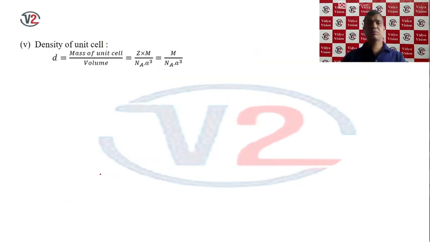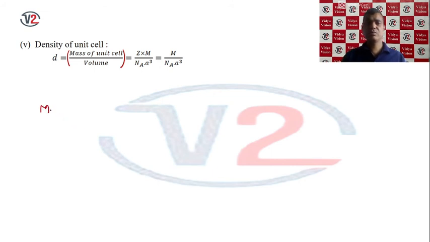Now, density of the unit cell. How can we determine the density of the unit cell? So the formula of density is mass of the unit cell divided by volume of the unit cell. So we can determine it by this formula. And how can we determine the mass of the unit cell? Mass of unit cell means mass of the particles which are present in the unit cell.